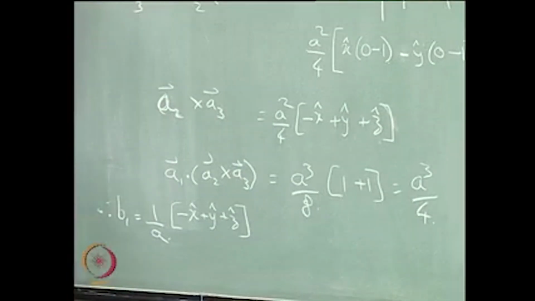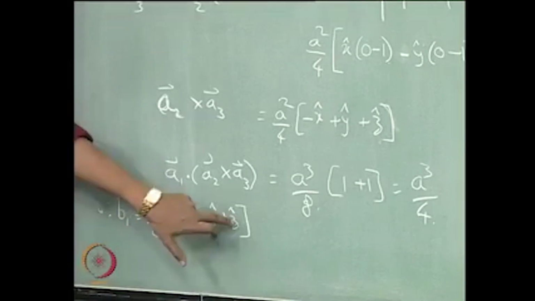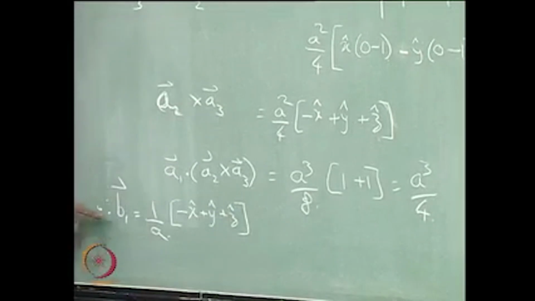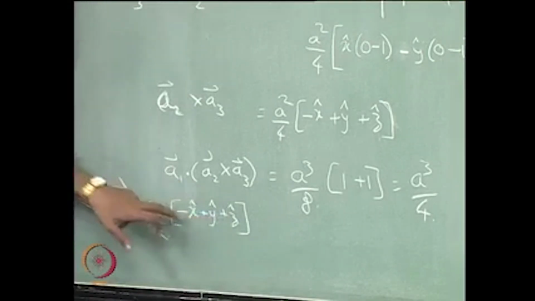So this is B1. Similarly, if you do the calculation by symmetry, you will find that B1 gets you a minus x plus y plus z, B2 will get you a minus y plus x plus z, and B3 will get you minus z plus x plus y.